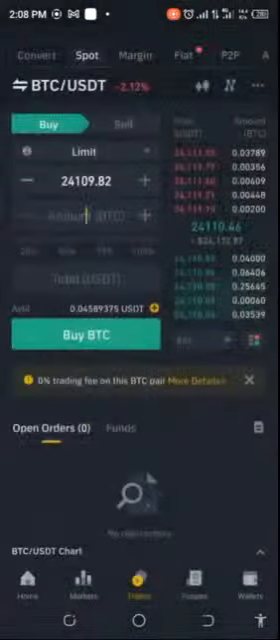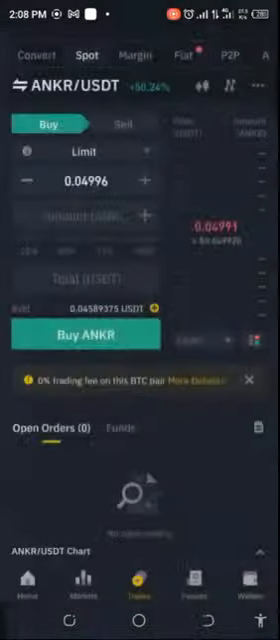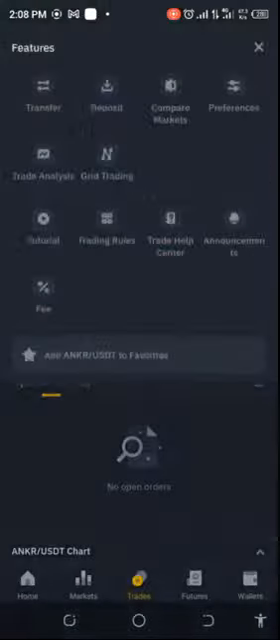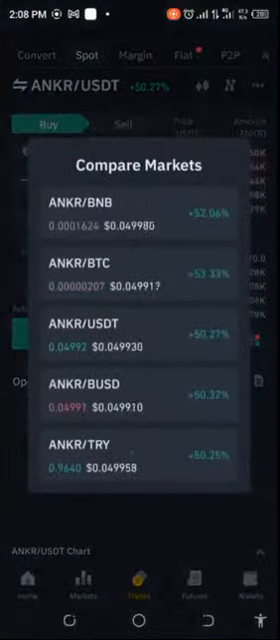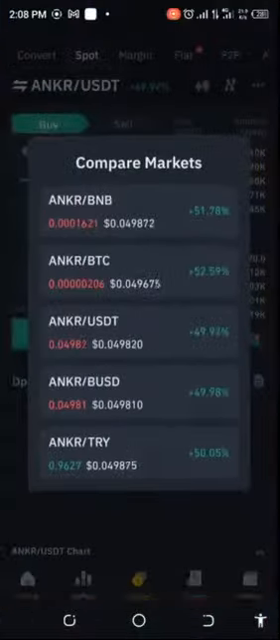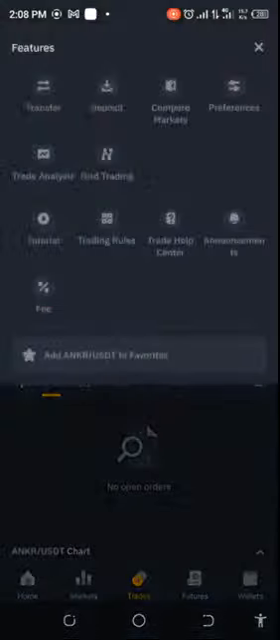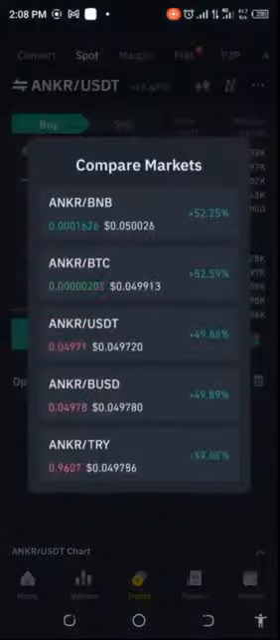Okay, let me go back now. I'm going back to ANKR itself, and then I'm going to check what's happening currently on the compare markets. Okay, I can see the price is going down drastically, but it's going to come back up with full force. So let's go back and place our sell limit. We'll place our sell limit for 2113. That's what we're going to put it as.